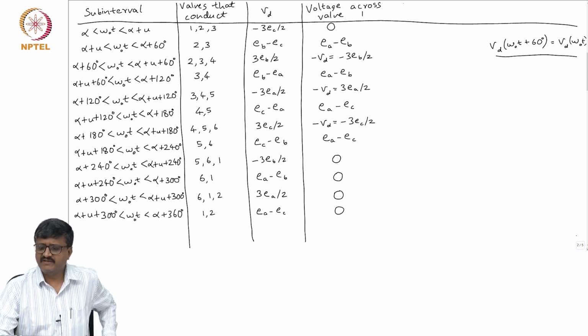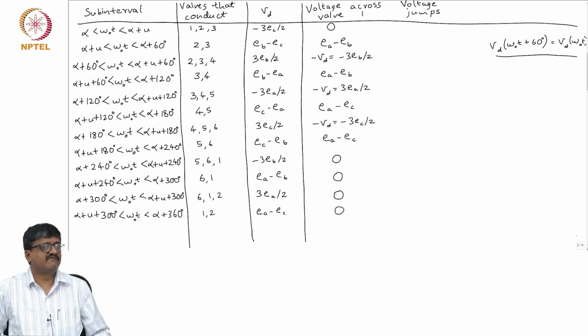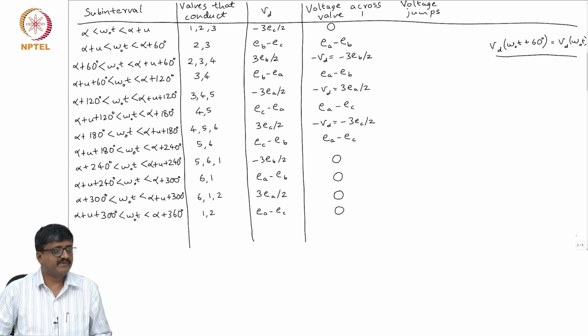Now, using this table, we will look at the voltage jumps across a valve. Voltage jump means the discontinuities in the voltage across a valve. These discontinuities are ideal because we have neglected the switching times, the time taken to go from on state to off state or off state to on state. In practice it is a large rate of change of voltage which has to be taken care of. So, the valve has to be designed to withstand these rates of change of voltage.